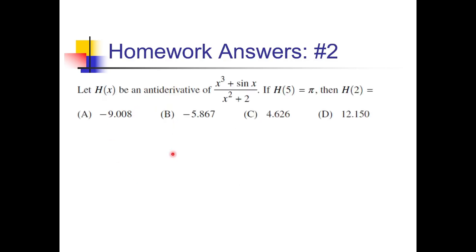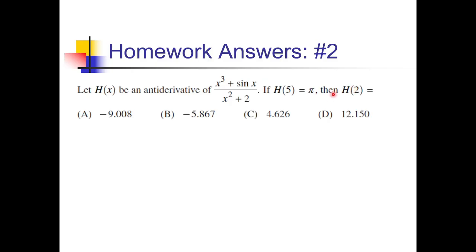On this calculator-based problem, they're telling us that h of x is an antiderivative of this weird hybrid rational function with a trig function in there. If h of 5 is pi, they want us to tell them h of 2. So we're going to use our fundamental theorem.